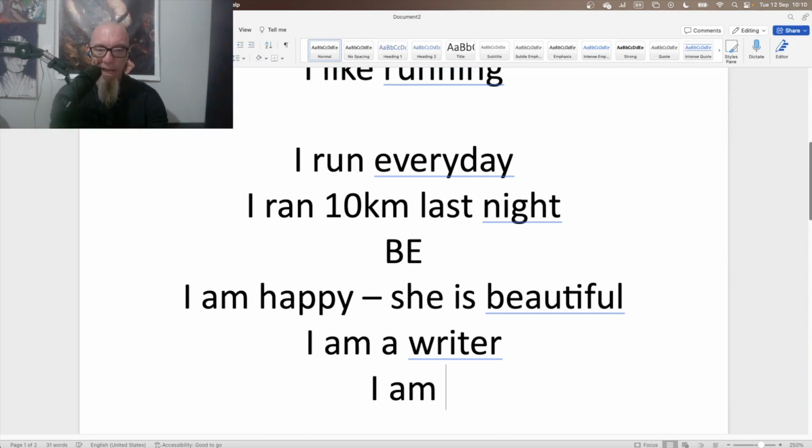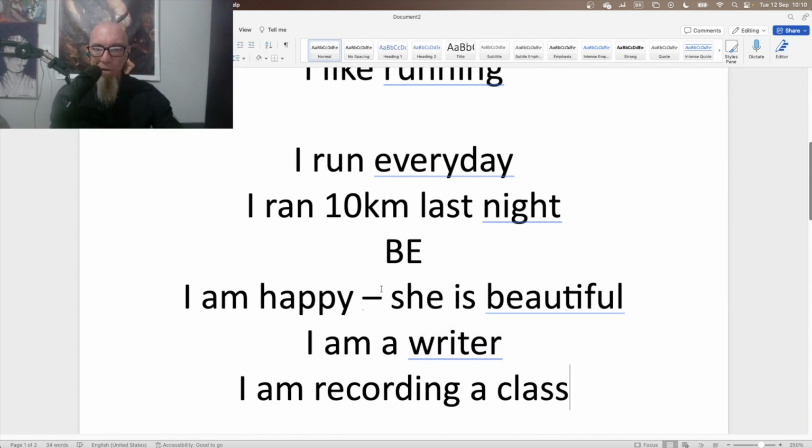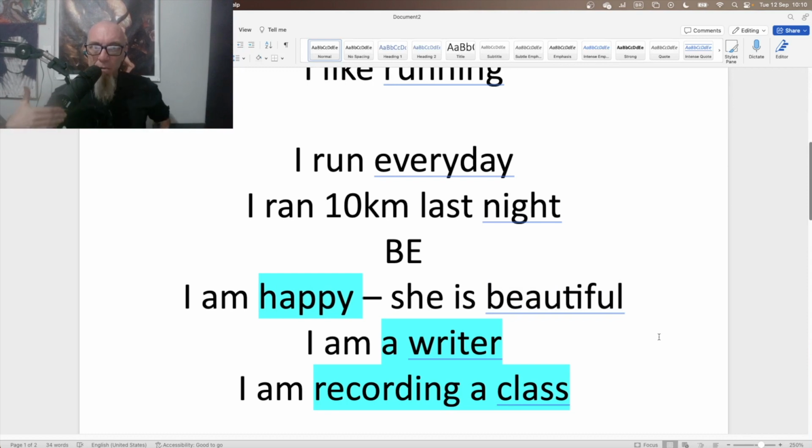Or I can say I am recording a class. And so the object of the sentence can be an adjective, a noun, or a gerund. This is with the absolute present. Different to Portuguese, where we'll say, for example, eu sou and eu estou. This idea that something is permanent and temporary. Eu sou professor. Eu estou feliz.